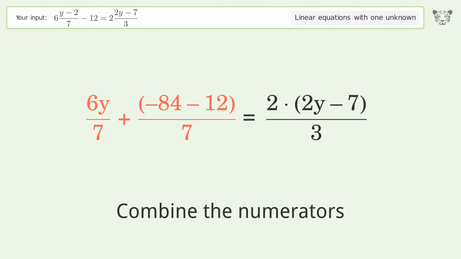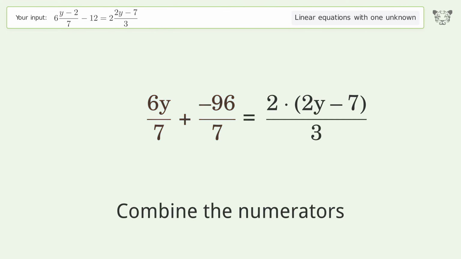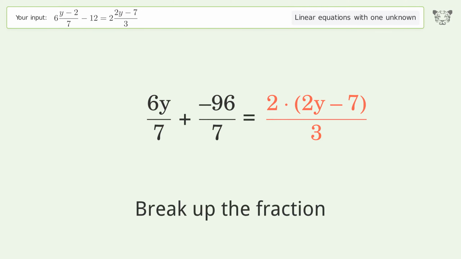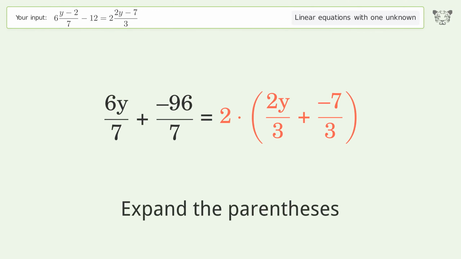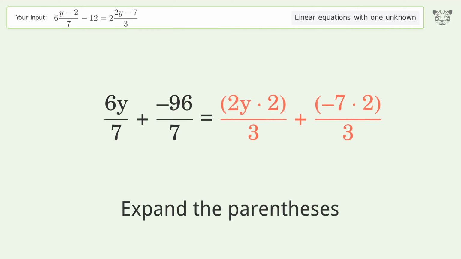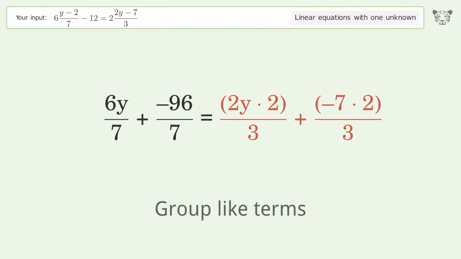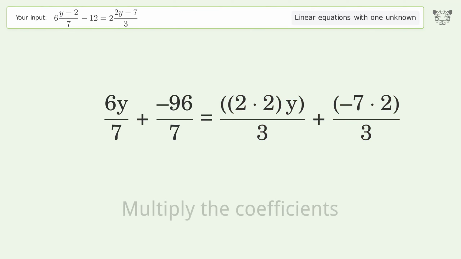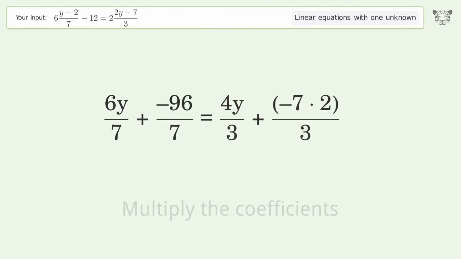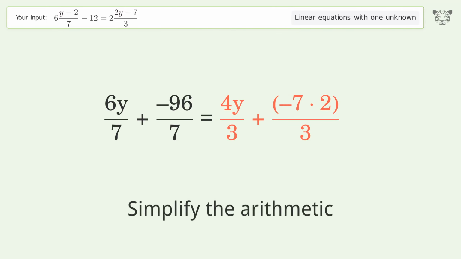Combine the numerators. Break up the fraction. Expand the parentheses. Group like terms. Multiply the coefficients. Simplify the arithmetic.